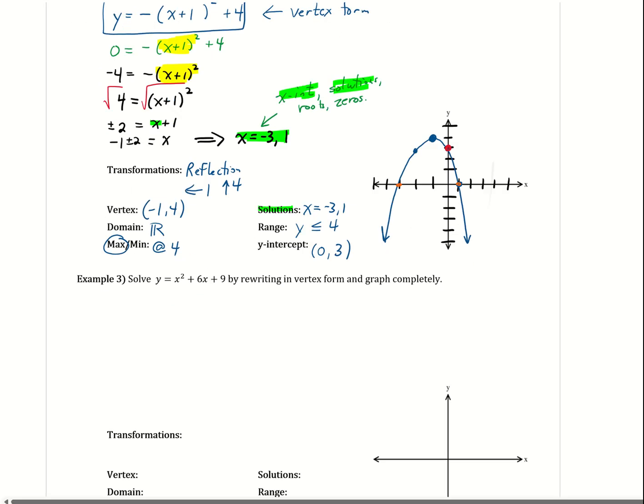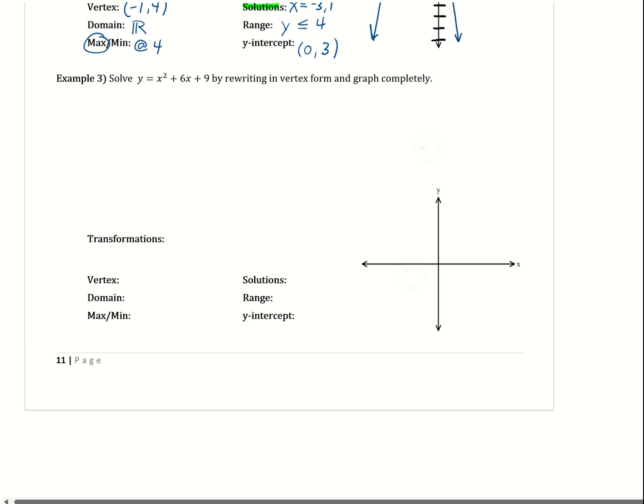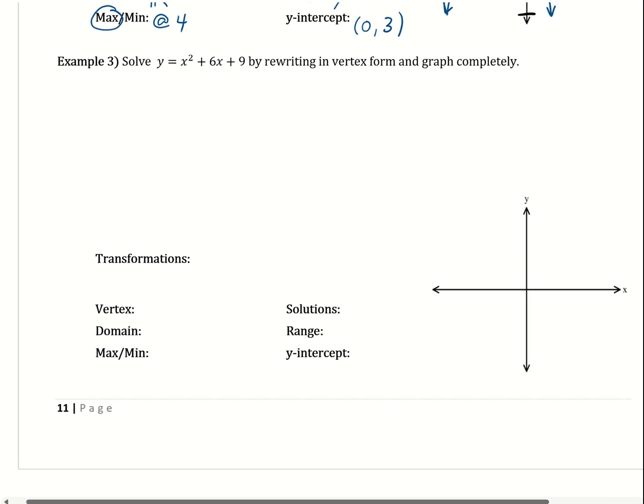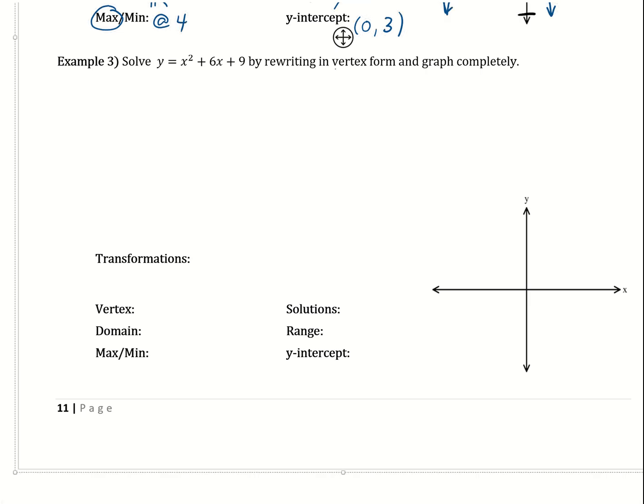All right. A couple more examples. So for number 3, we're going to do the same thing. We want to start by rewriting the equation into vertex form. We do that by completing the square. So we're going to group those together. Nothing is in front of the x squared, so we just leave it alone. The plus 9 goes outside. We add inside, we subtract outside.